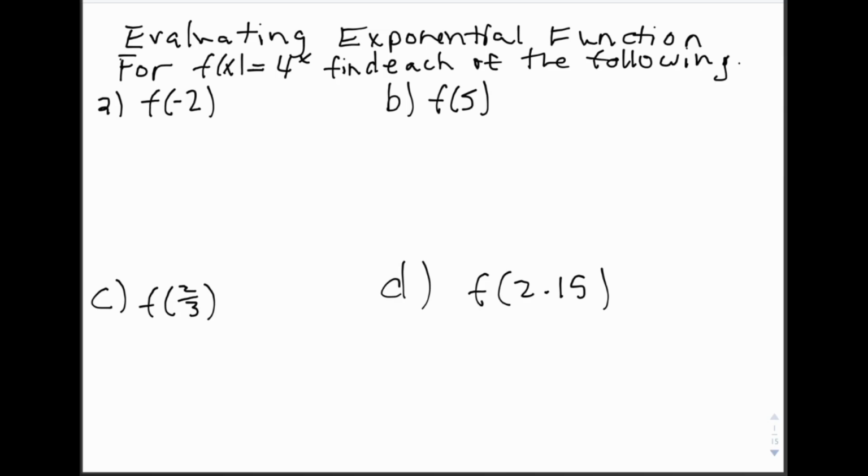4. f of x equal to 4 raised to the x. Find each of the following. So our first one we want to go ahead and evaluate is f of negative 2. So all we really need to do is plug in that negative 2 into our function every single time we see x. So f of negative 2 is going to get me 4 raised to the negative 2.